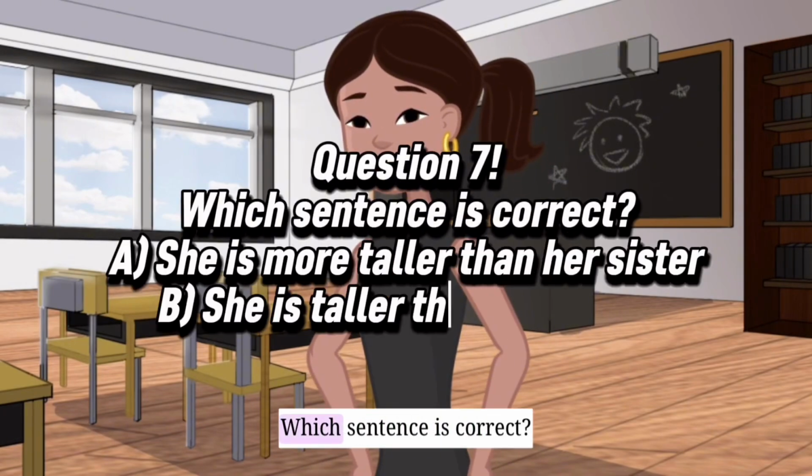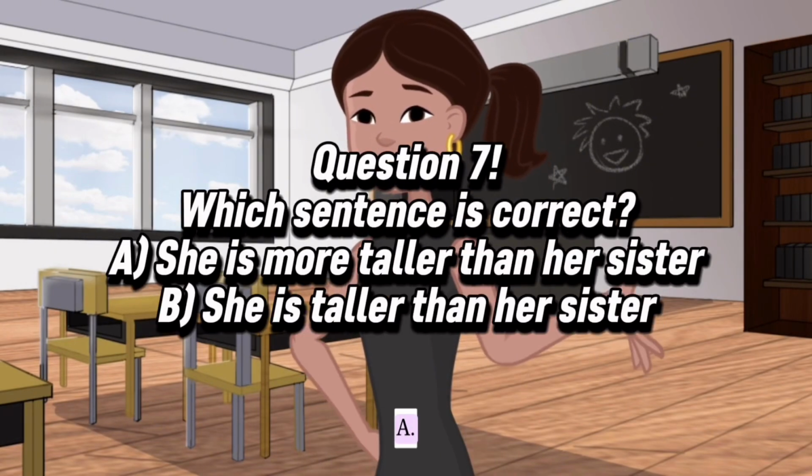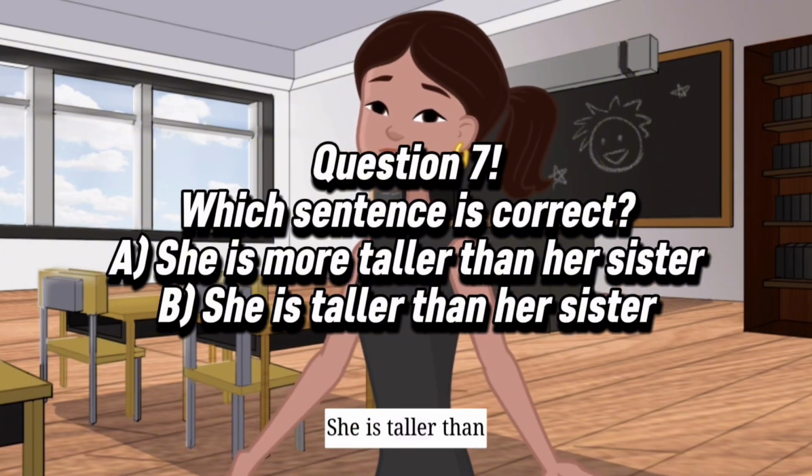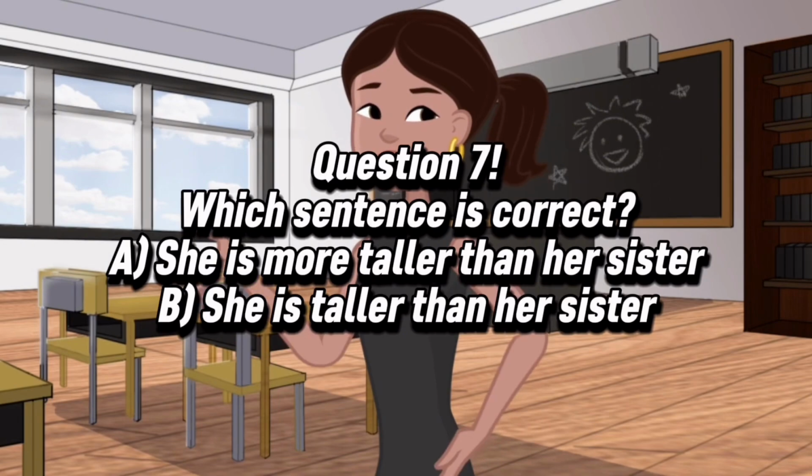Question 7. Which sentence is correct? A. She is more taller than her sister. B. She is taller than her sister. Go.